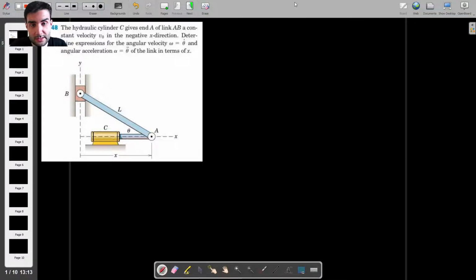Here's a rigid body kinematics problem, which we're going to approach without using Euler's formulas. Instead, we're going to do it with the idea of the instantaneous center of rotation. And we're going to apply that in order to find the angular velocity and the angular acceleration of a link.